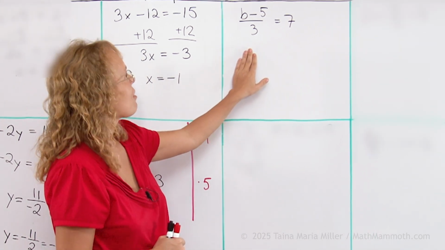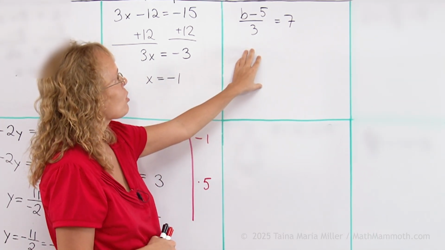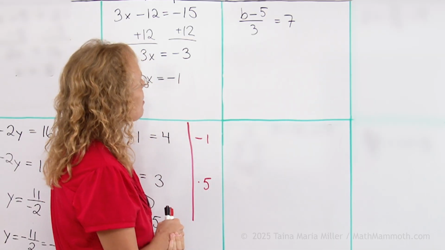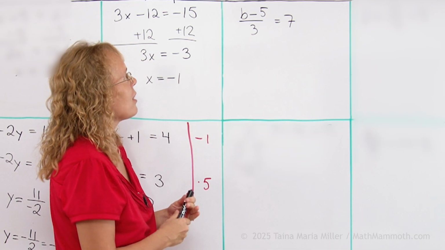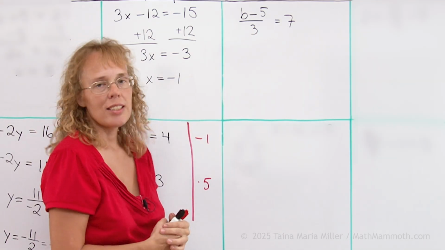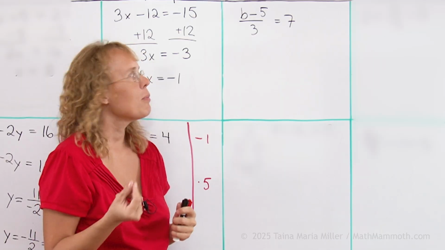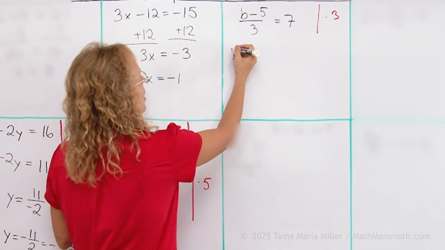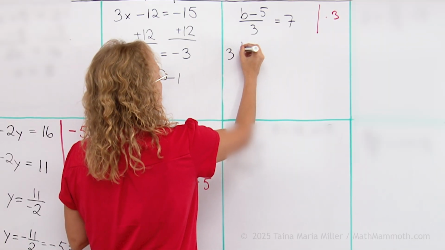Here we have something different. Here we have b minus 5 over 3 equals 7. This time I cannot start out by trying to get rid of the minus 5, because I have this division here by 3. This time we need to start by multiplying both sides by 3. And let me show how it looks if I have 3 times and then this here.